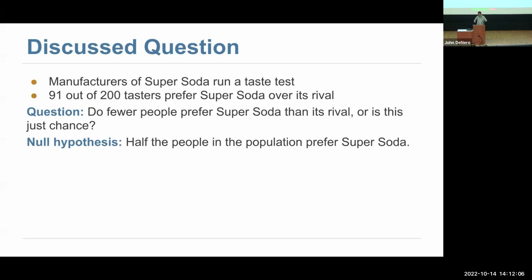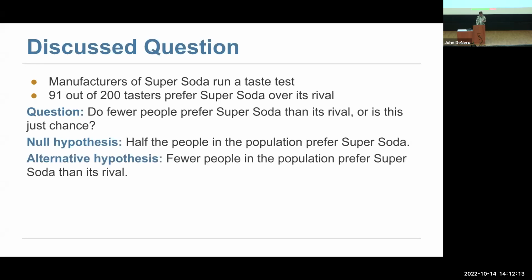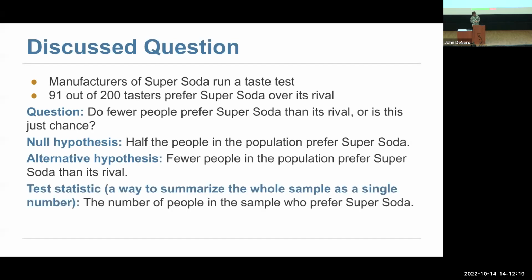We came up with the following null hypothesis together, that half the people in the population prefer super soda. So if you take a simple random sample of 200, you'll get some people who like super soda and some people who don't. The alternative hypothesis was that fewer people in the population prefer super soda than its rival. And as a test statistic, we found out that there were many options, but the simplest one we could think of together was just the number of people in the sample who prefer super soda. The observed test statistic was 91.